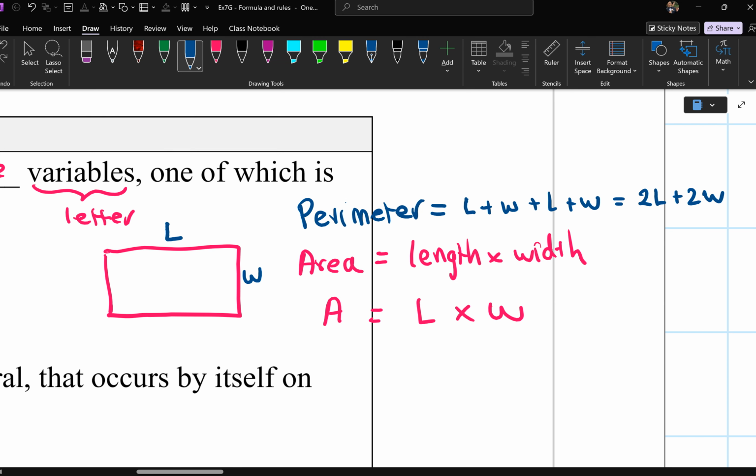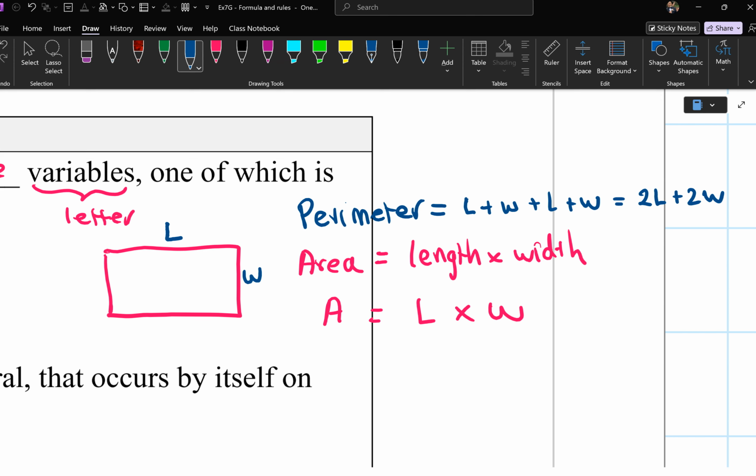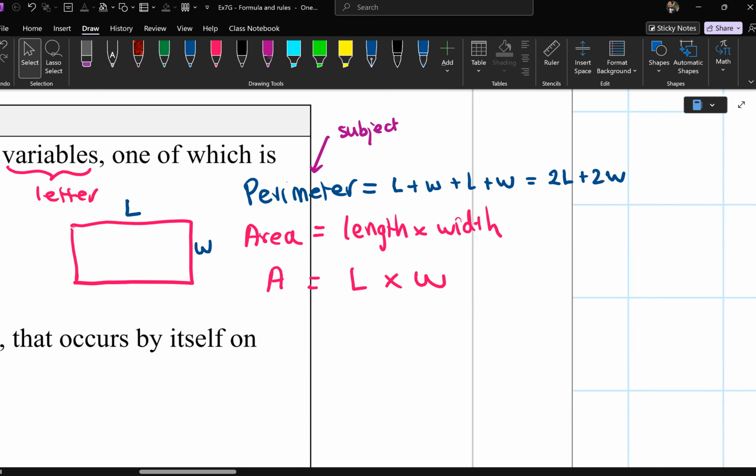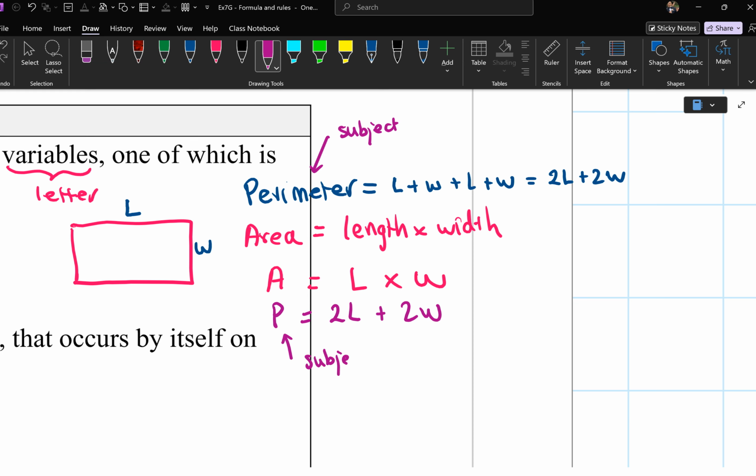So if I ask you now, this is a formula. What is the subject for this formula? Perimeter. Perimeter is the subject. You see that? So the subject is the letter by itself. It's what you're focused on and what you're trying to find. So if I wrote a formula for the perimeter, it would look like this. P equals 2L plus 2W. This is the subject. So remember the first point I want you to learn today is to know the difference between formula and the subject.